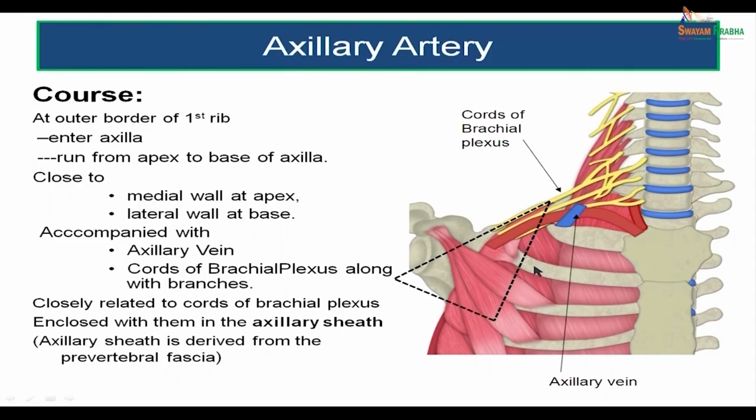What is the course of it? So, it begins at the outer border of the first rib, it enters the axilla. This dotted line is representing the axilla, this triangle.